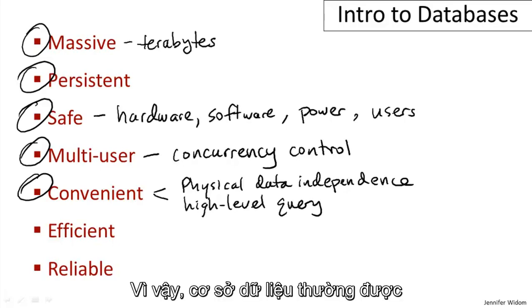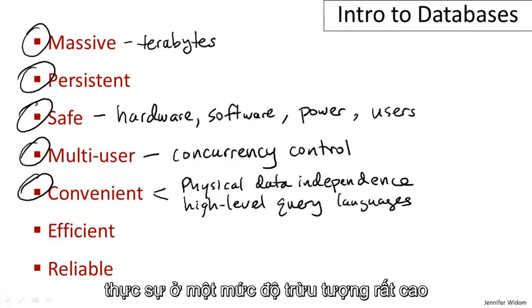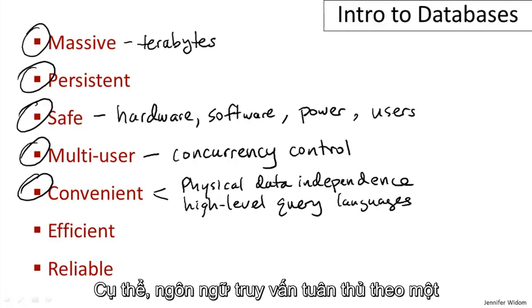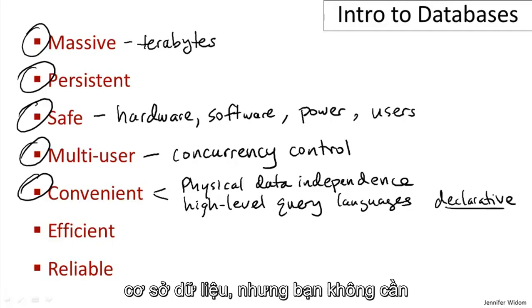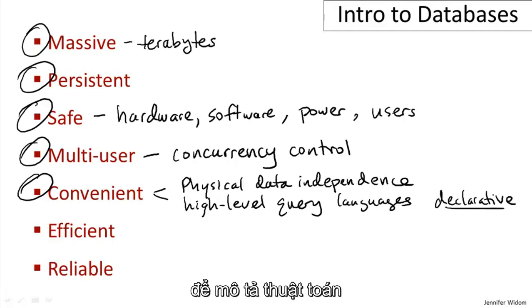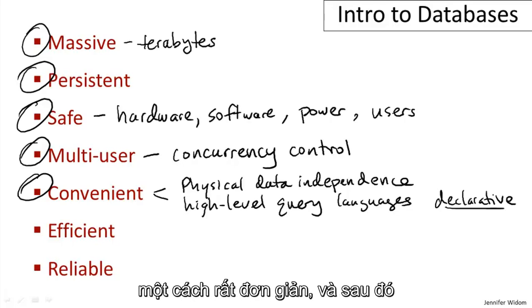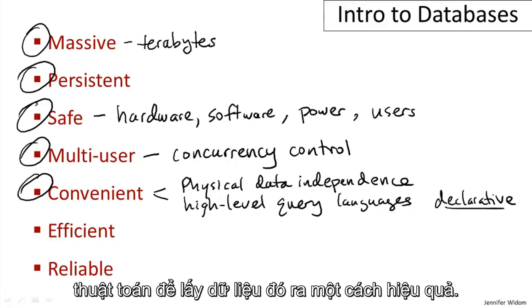So the databases are usually queried by languages that are relatively compact and describe really at a very high level what information you want from the database. Specifically, they obey a notion that's called declarative. And what declarative is saying is that in the query, you describe what you want out of the database, but you don't need to describe the algorithm to get the data out. And that's a really nice feature. It allows you to write queries in a very simple way, and then the system itself will find the algorithm to get that data out efficiently.